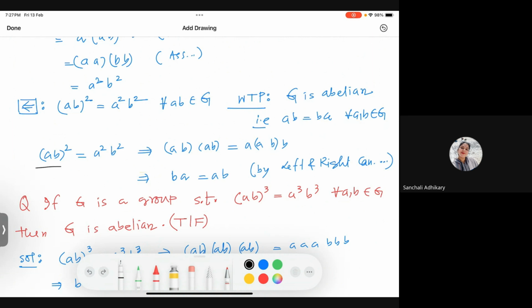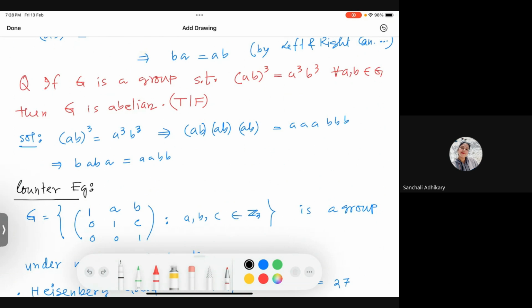So here, given (AB)^2 is equal to A^2 B^2, it will imply, on the left side, AB into AB. (AB)^2 means AB into AB. And for the right side, I can write A^2 means A into A and B^2 means B into B. Now use the cancellation law, both left and right. If you apply left cancellation law and right cancellation law, both, then we have BA is equal to AB. Done. Easy, no?